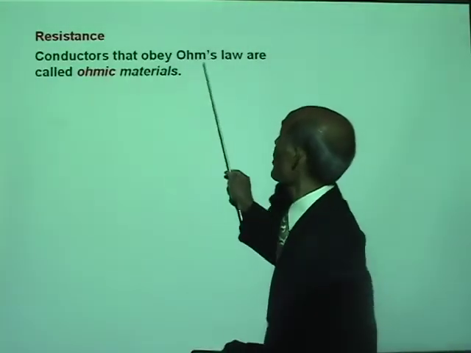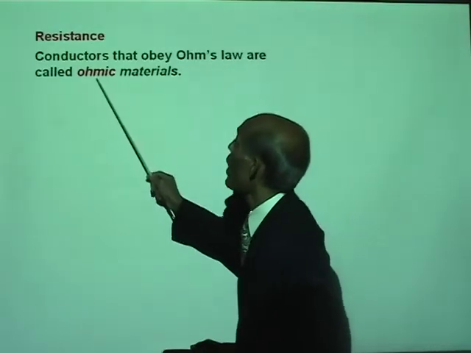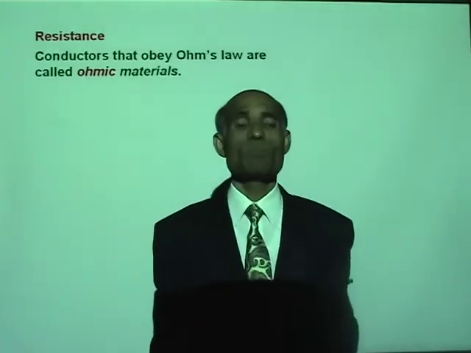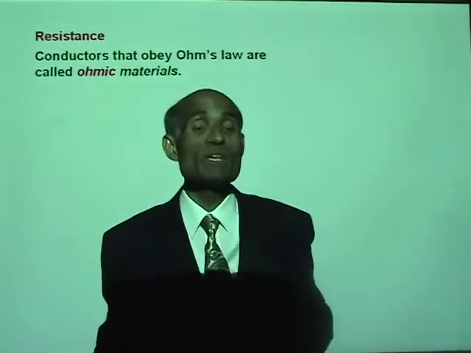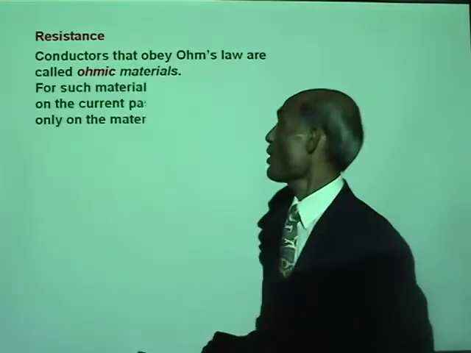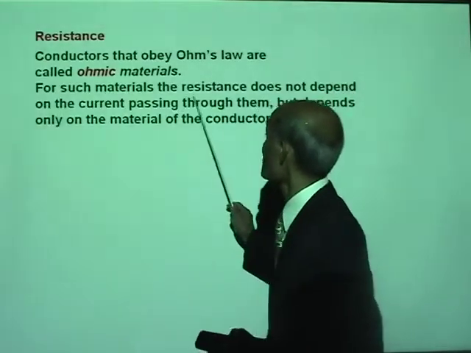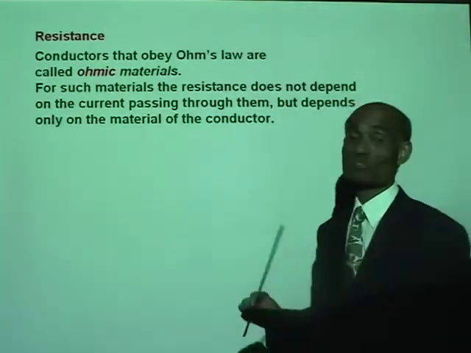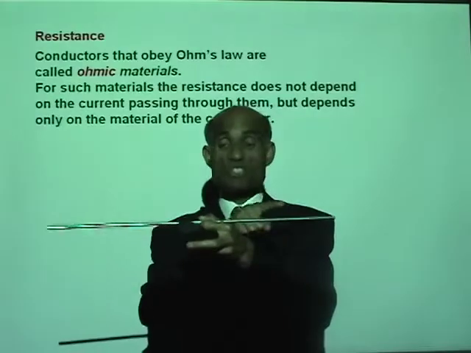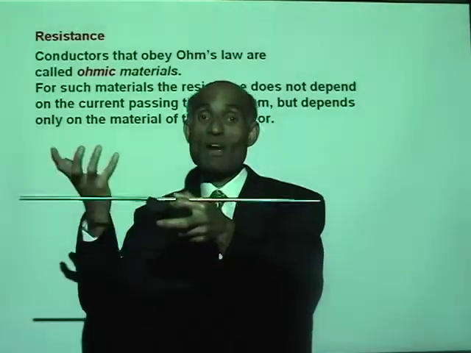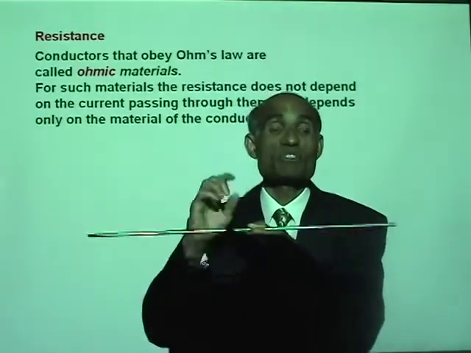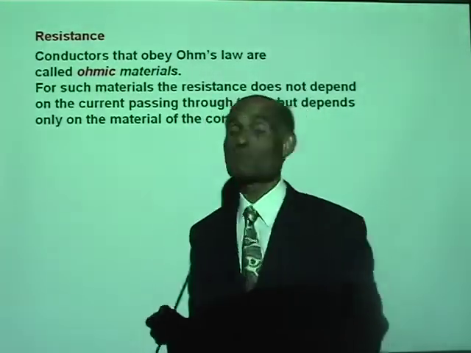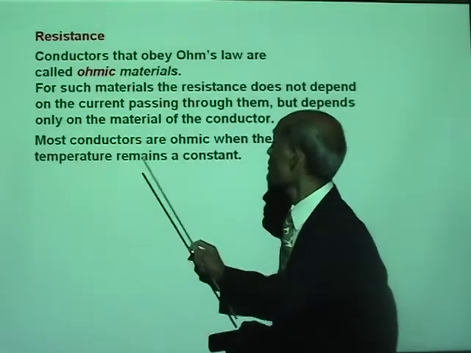Now, conductors that obey Ohm's law are called ohmic materials. Not all conductors obey Ohm's law, but most of the conductors that we choose to deal with will obey Ohm's law. For such materials, the resistance does not depend on the current passing through them. In other words, the resistance is not determined by the amount of current flowing in it. Resistance is determined by the physical properties of the material.